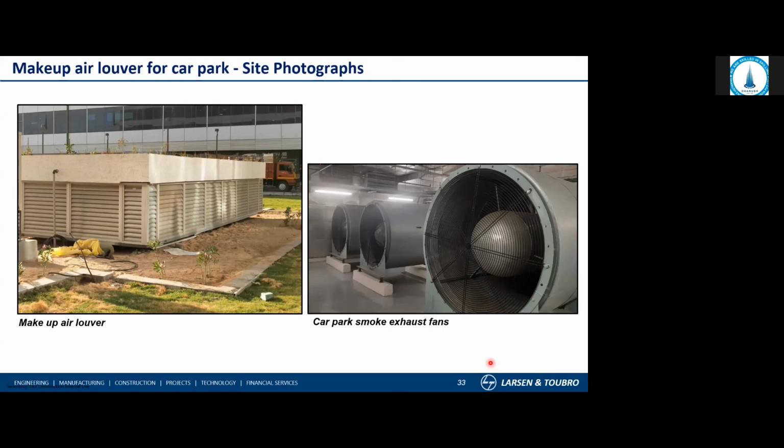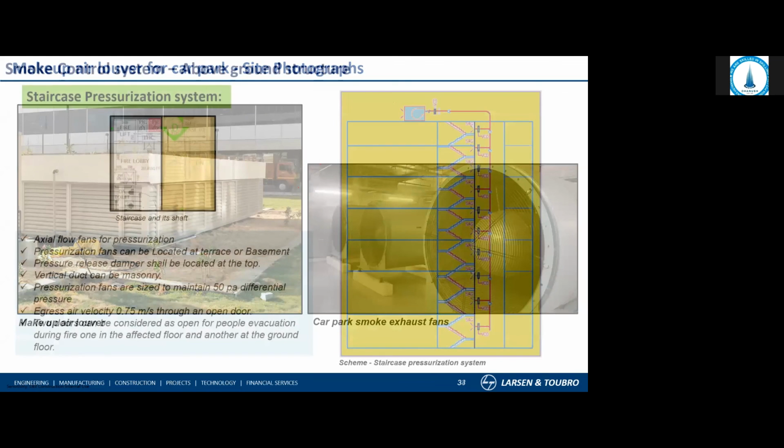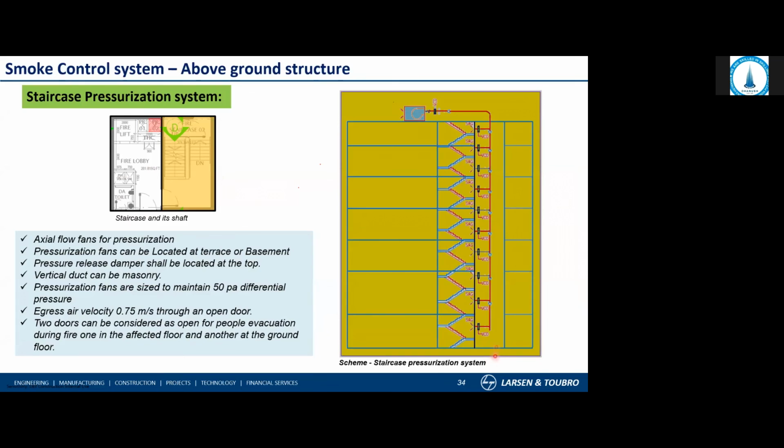Right side, you can see some basement ventilation fans. This is basically a staircase pressurization system where you can see there will be a staircase, and adjacent to it there will be one shaft required. So vertically you can see there is a shaft required, and from that shaft, for each of the staircases, all these grills are provided to pressurize the staircase during fire.